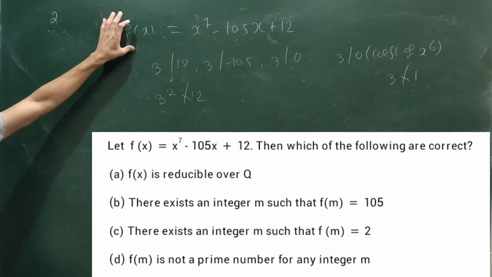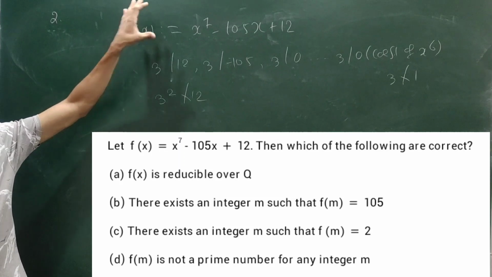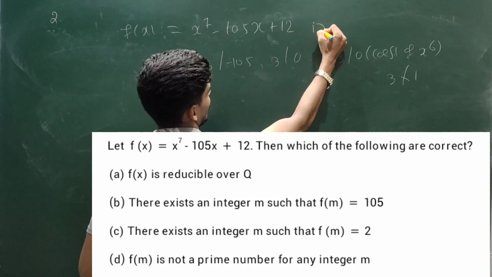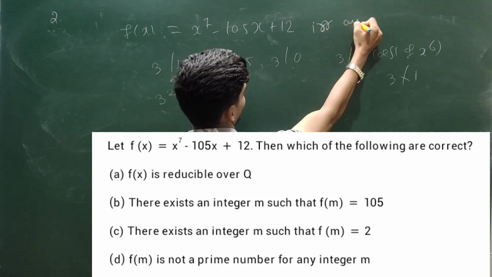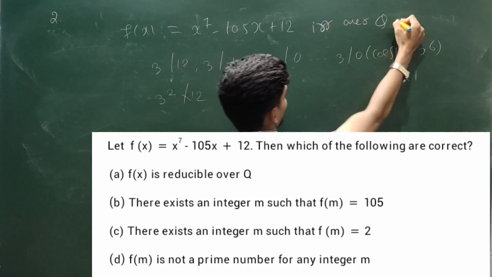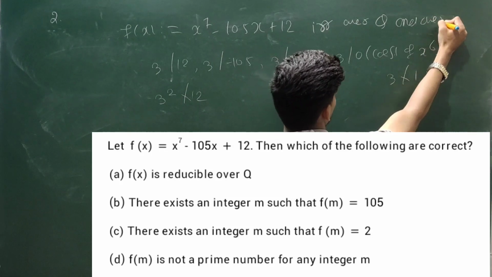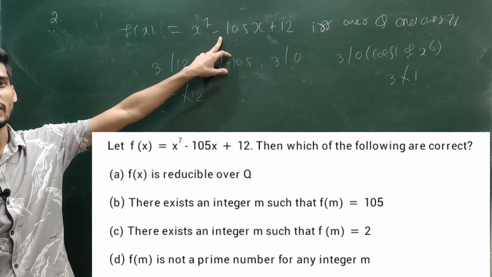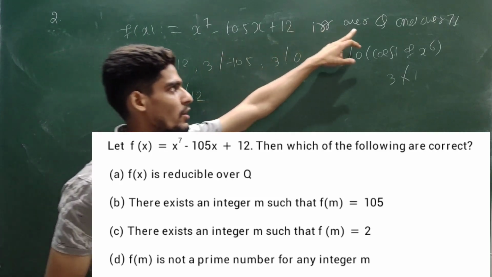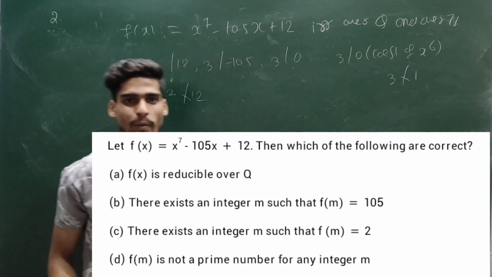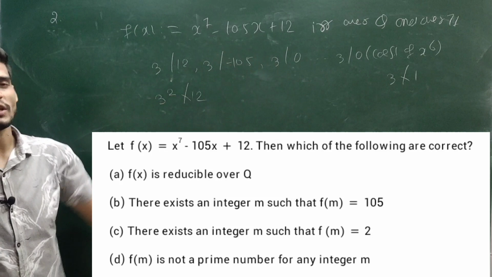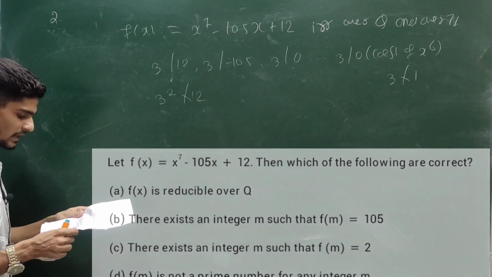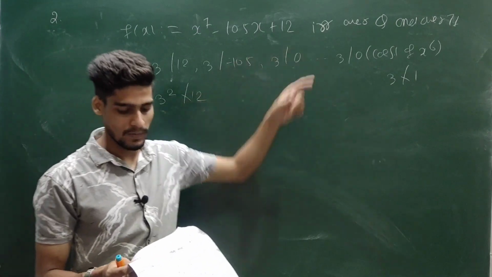So this is an irreducible polynomial over Q as well as over Z. So this is irreducible over Q and over Z also, because it is a monic polynomial and the coefficients are integer valued. So this is irreducible over Q if and only if irreducible over Z. So by Eisenstein criteria, this is irreducible over Q. So option A is false. It is saying reducible, but it is irreducible.